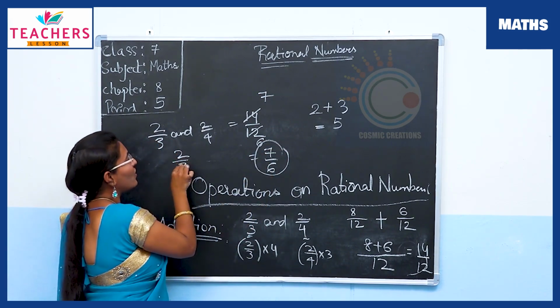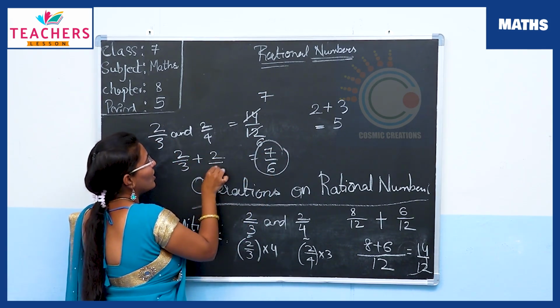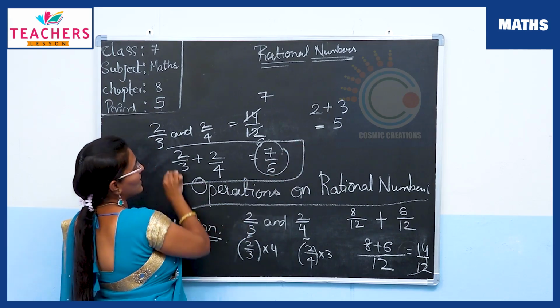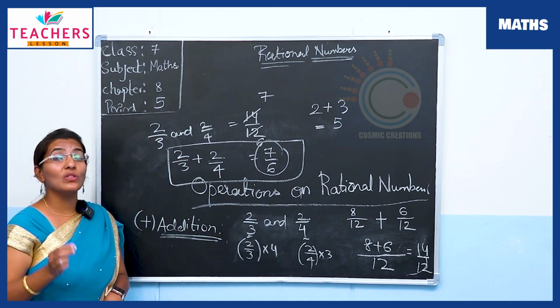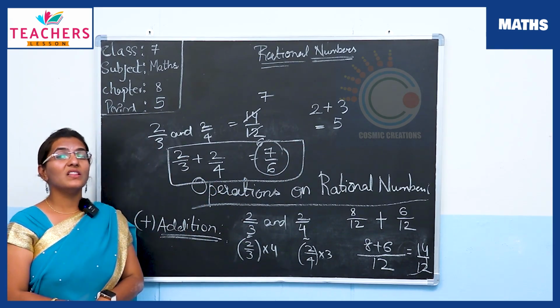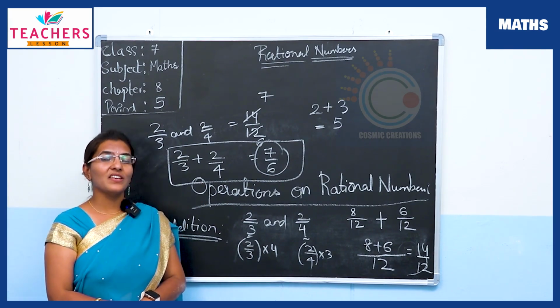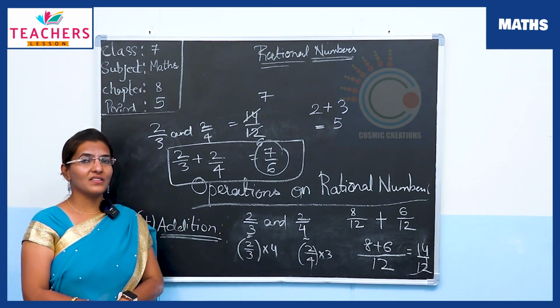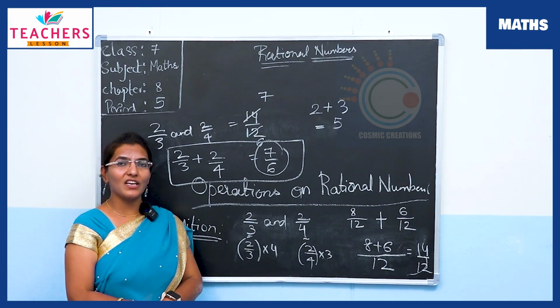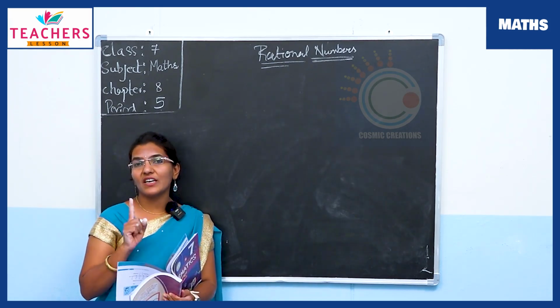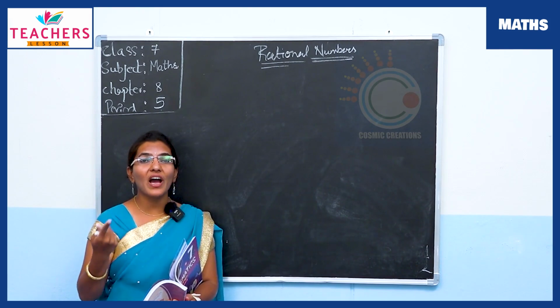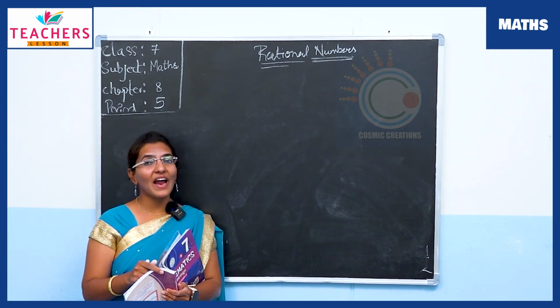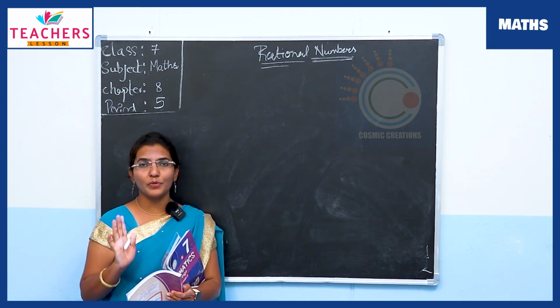So when you add 2 by 3 plus 2 by 4, you are going to get 7 by 6. So this way you have to perform the arithmetic operations for all the rational numbers. Clear? We have learned the first arithmetic operation, that is how to add the given two rational numbers. Addition is clear for you people, right?